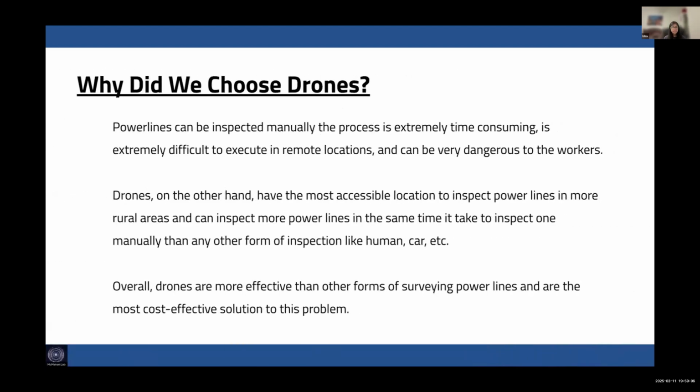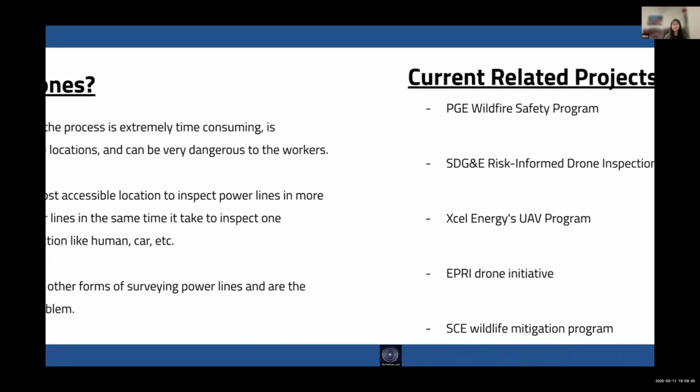So now let's talk about why we chose drones to accomplish our goal. So even though these power lines can be inspected manually and have been inspected manually for an extremely long time, it is a really difficult process to do in remote locations and is extremely time consuming. So by using drones, we can inspect more power lines in the same amount of time it takes for this to be inspected manually via cars and other mechanisms, and it's also much more cost efficient. Furthermore, the drones themselves can access remote places that are difficult to reach manually.